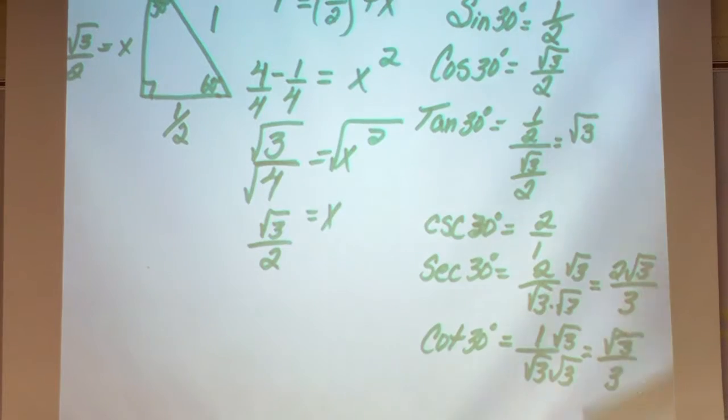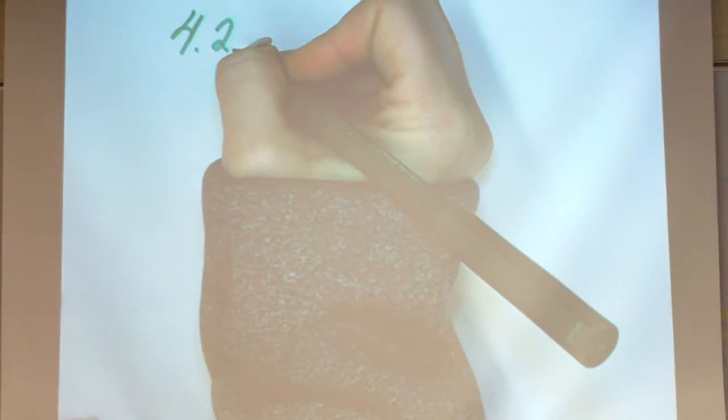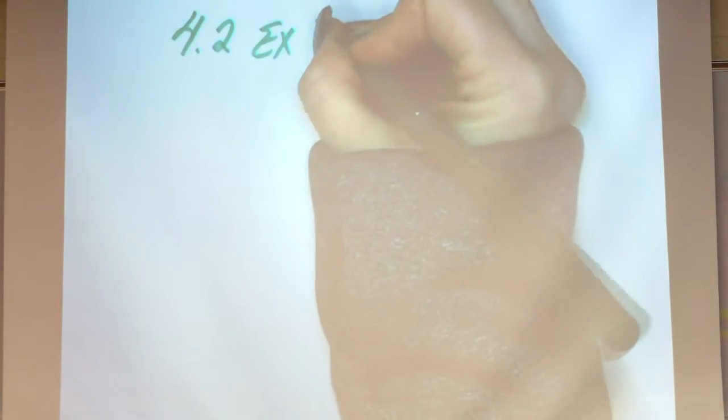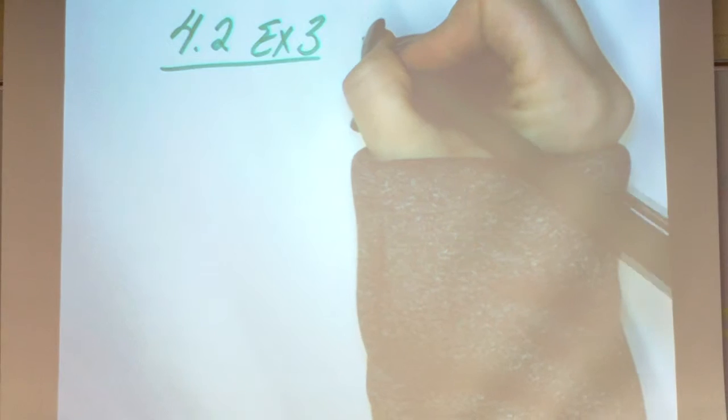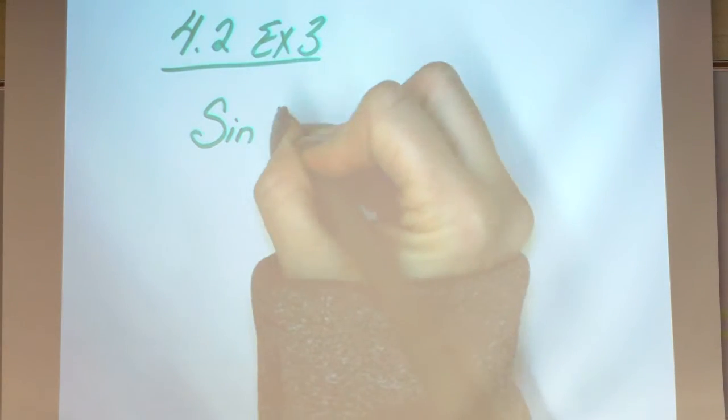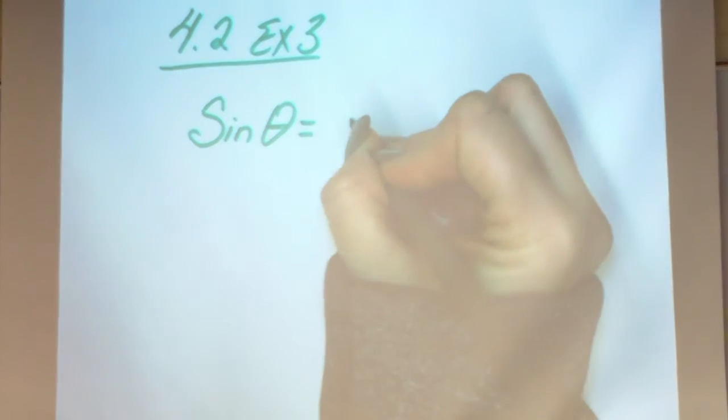Okay, now let's talk about using one trig ratio to find them all. So this is 4.2, example 3. Oh, the other one must have been example 2. This is example 3. Suppose we have sine of an angle theta is equal to 5/6.